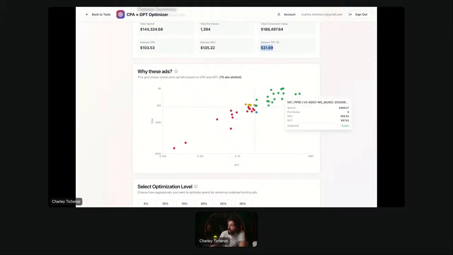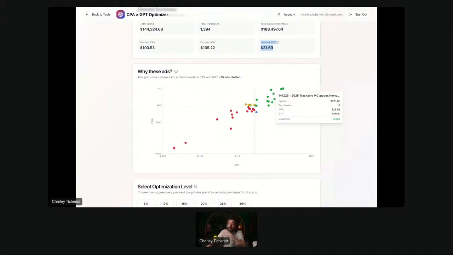Now, if we look over here, let's just pick this one. $58 CPA, $97 GPT. It is below average here, above average here. That's what we want. And here's another one, 94 cents. Okay, that's probably not going to continue, but you get the idea, right?